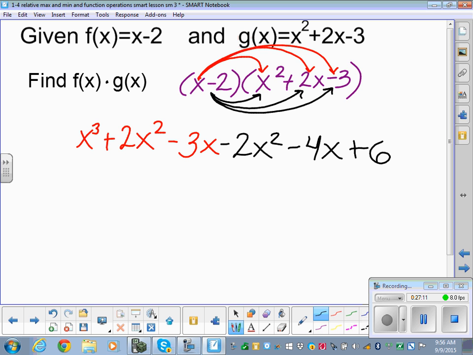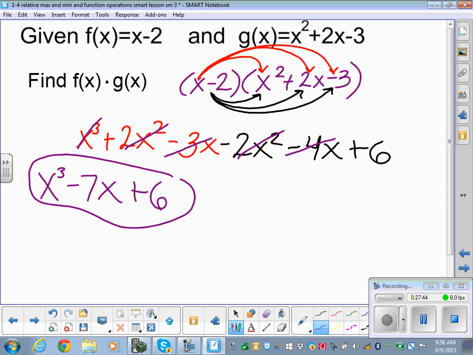And then negative 2 times negative 3, positive 6. Then from here, we're going to combine all like terms. I always start with my highest degree and work my way down here. Highest degree is x cubed. Just to pair that, 2x squared minus 2x squared is? Nope. 2x squared minus 2x squared. How many x squareds do we have? 0x squared. Do I need to write that? No. Okay, and then next part. Negative 3x minus 4x, good, negative 7x. And then plus 6. That's f of x times g of x. Questions on that? Are we going to be careful? As you can see, we can make a lot of little errors.